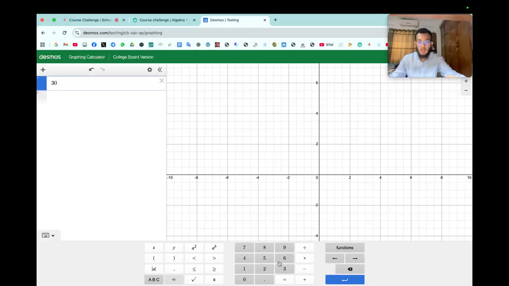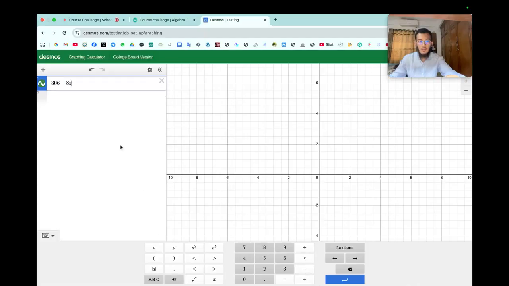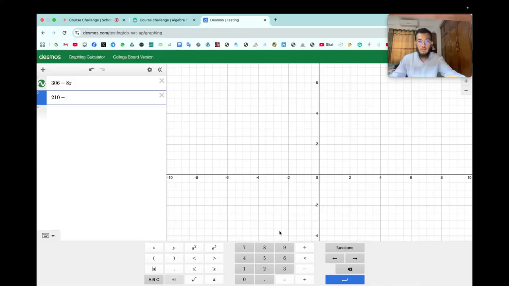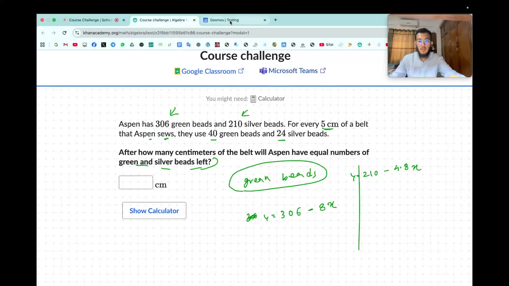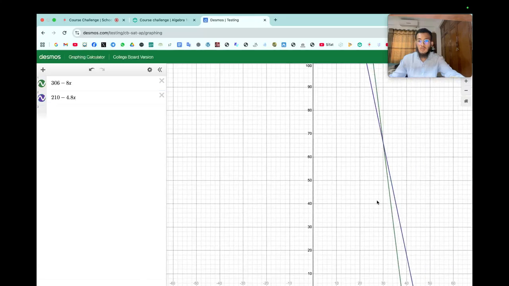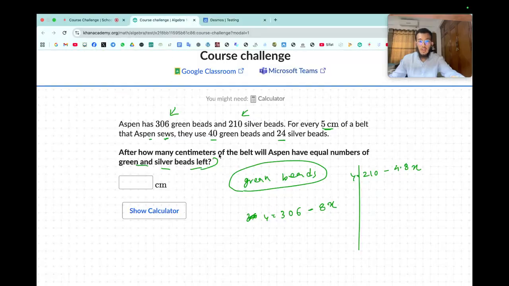So first we have 306 minus 8x. Another one is 210 minus 4.8x. Okay, 306 minus 8x and 210 minus 4.8x. Now we have to see where is the common point. What is the common point? It is (30, 66). So after how many centimeters? X is 30, so it is 30 centimeters.